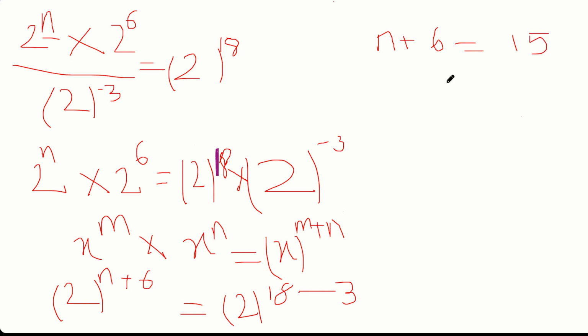Now n plus 6, here it is plus 6, so when it is transferred to the other side it becomes minus 6. When the side transformation takes place, the operation of addition changes to subtraction and vice versa. So n is equal to 15 minus 6, and the value of n we get is 9. So hope you understood the explanation.